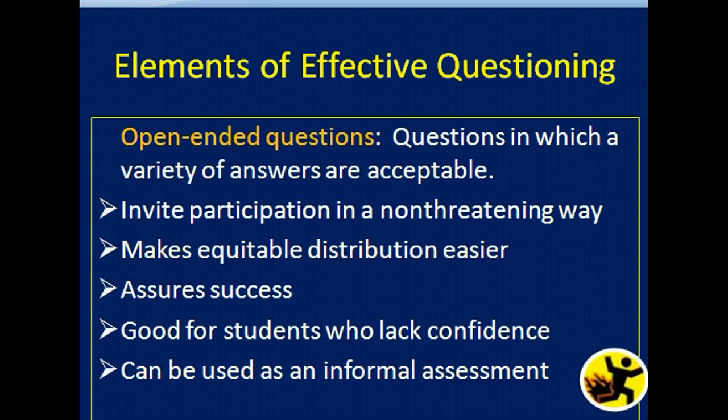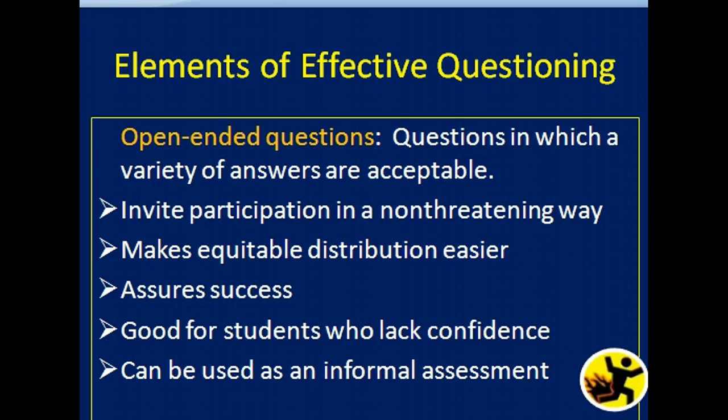As you look at this slide, you'll notice that open-ended questions are helpful in a variety of ways. Number one, because they're open-ended and there may not necessarily be a right or wrong answer, it invites participation among the students in a non-threatening way. It makes equitable distribution easier when you ask an open-ended question. You'll have more likelihood that students who generally don't participate will participate. Assures success. It's good for students who lack confidence, and it can be used as an informal assessment.